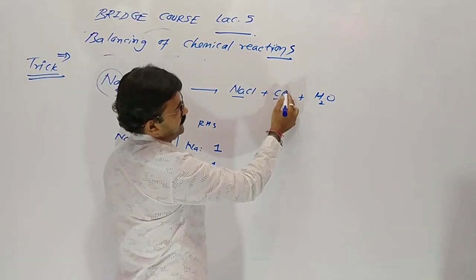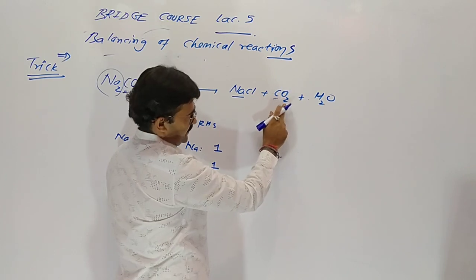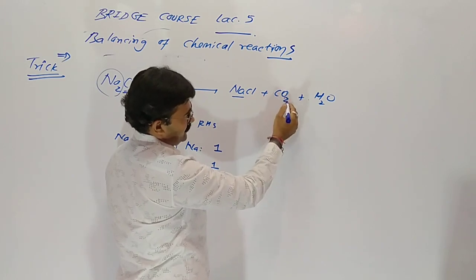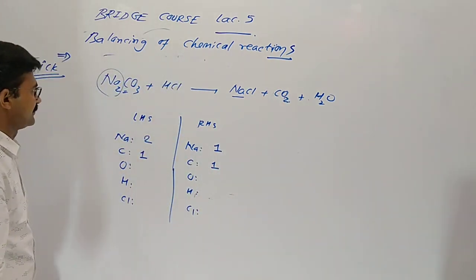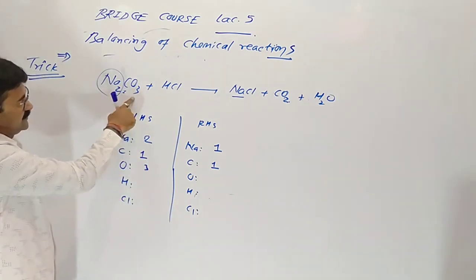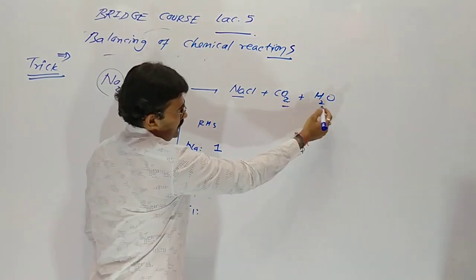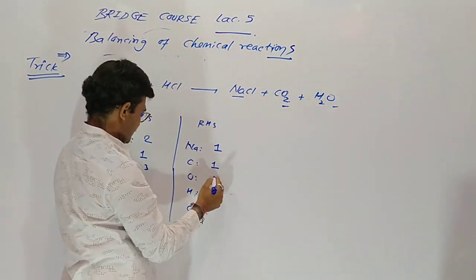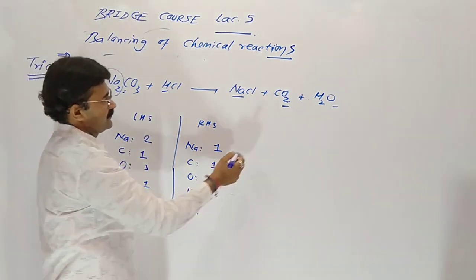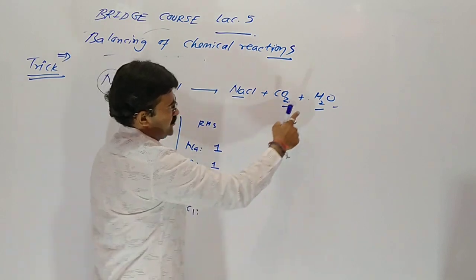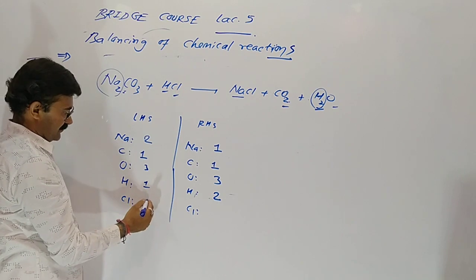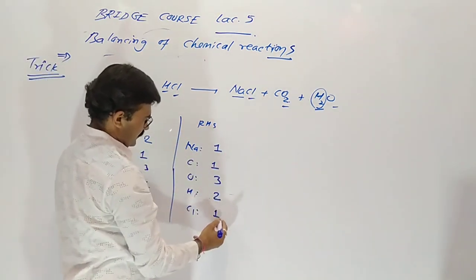The 2 is only multiplied to oxygen, not to carbon. Here 2 indicates only 2 times oxygen. Here it indicates 3 times oxygen: here 2 and here 2 plus 1, so 3 oxygen. Hydrogen is 1 time, but here 2 times. H2 means 2 times hydrogen, 2 hydrogen atoms. Chlorine is 1 time here, and chlorine also 1 time here.